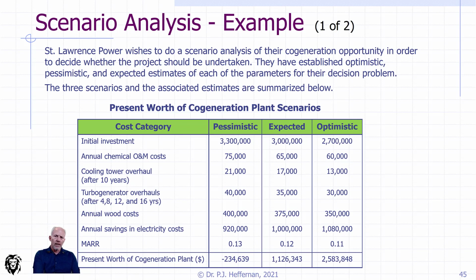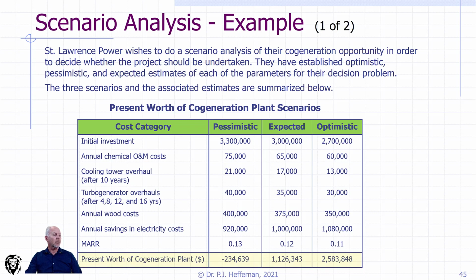They've done a pessimistic, optimistic, and expected, and they've looked at all of their variables and asked, what's the best that we could expect in this particular parameter? What's the worst we could expect in that particular parameter? And what's the most likely? And of course, your expected is the one that you've probably already calculated, and now we're going to bound it with the full range of possible outcomes. And then we're going to evaluate each of those scenarios.